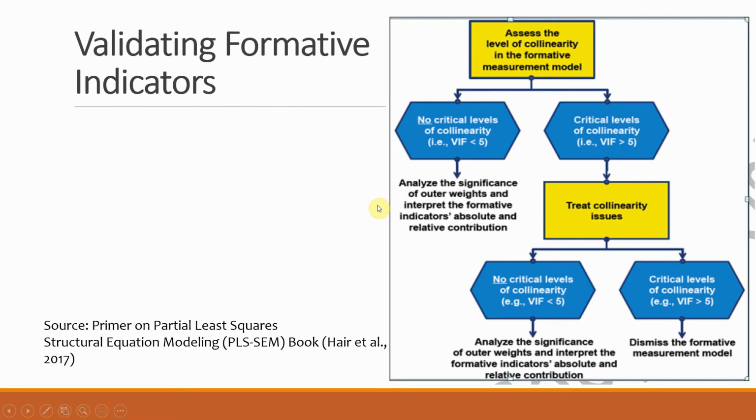Before we go on and practically look into how to validate formative indicators, let's look at the procedure. The first thing that we need to do is assess the VIF values. If VIF values are less than 5, we go and assess the significance of outer weights. If it's greater than 5, then we need to treat our collinearity issues. And with no critical levels of collinearity, that is VIF less than 5, we go for outer weights. If these are greater than 5, we need to dismiss the formative measurement model.